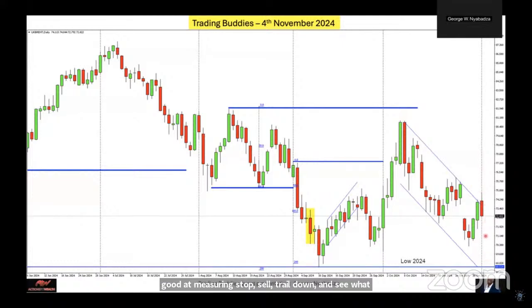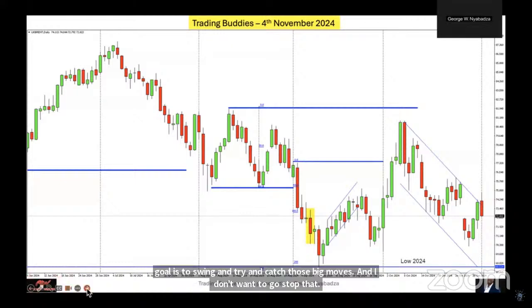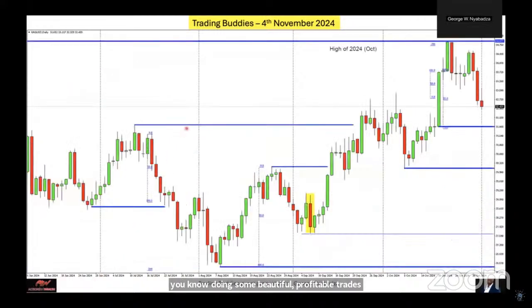By the way, you don't have to use measurement stops for scalping. You just put your stop here. As soon as it goes a little bit, touching your stop, take profits. So the scalping approach is different. The stops that I am talking about that I use, my goal is to swing and try and catch those big moves. And I don't want to get stopped out early. So that's UK Brent. Been some beautiful profitable trades on this market, both long and short in the past week.